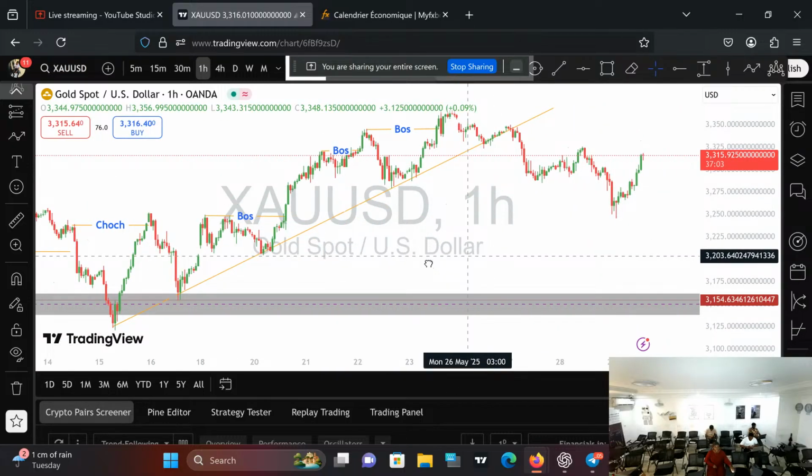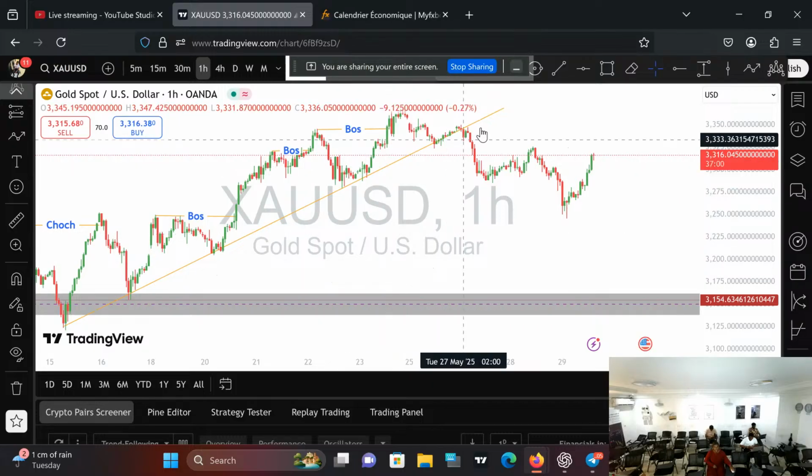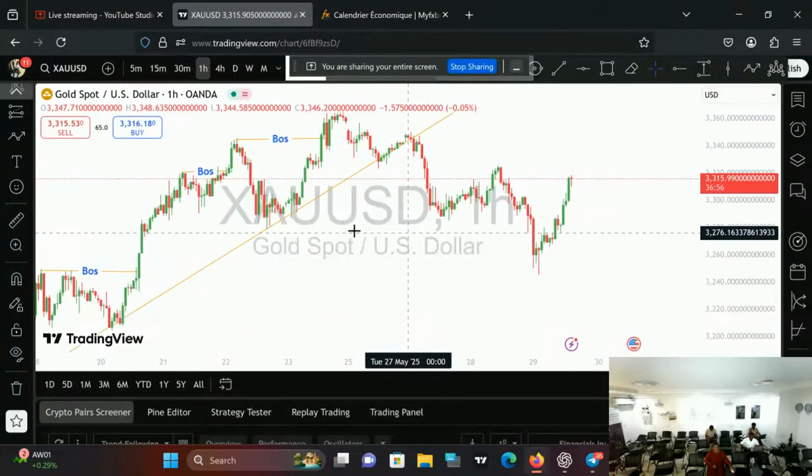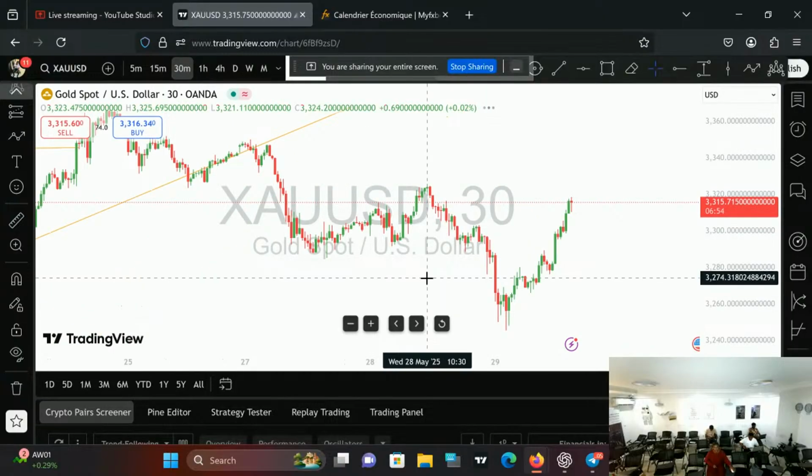So what are we looking at here now? When this happens, we go down to the 30 minutes. We know that this other high did not break this previous high. So we have a change of character from here. Yes, change of character there. And then we start having a series of lower low, lower high. Lower low, lower high.